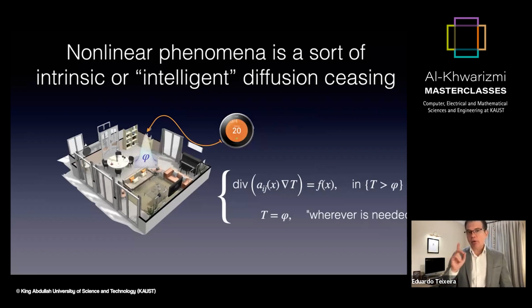Okay. So I would like to point out that even though the system seems to be driven by a linear operator, which is this one, divergence of Aij of x gradient of the temperature, when I describe the problem like this it is really a nonlinear problem, because where the diffusion occurs depends on the temperature itself. It depends on the prospective solution of this problem. So even though it seems to be a linear problem, this is a nonlinear phenomenon that is driving the temperature distribution.